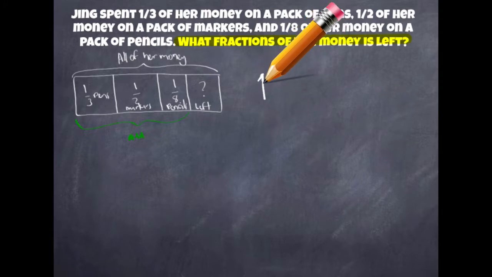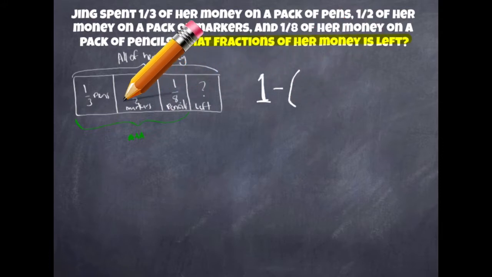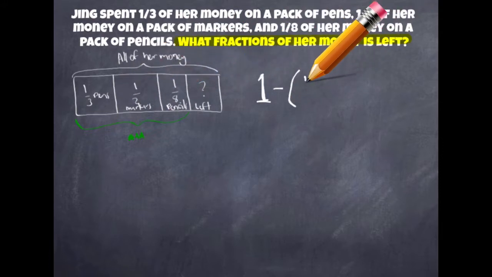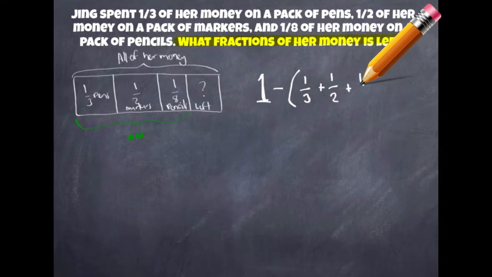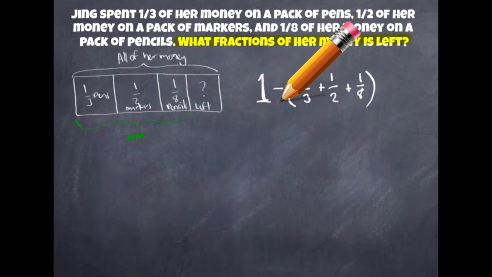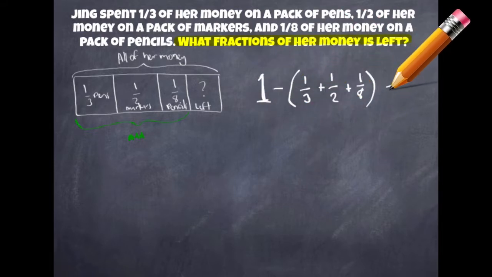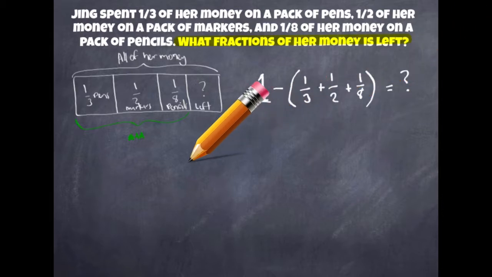What we're going to be doing is taking that one whole, and then we're going to subtract from it the sum of these three fractions. So I'm going to subtract 1/3 plus 1/2 plus 1/8 from the one whole, and that will equal whatever's left, which we don't know yet, but that's what it's going to tell us.